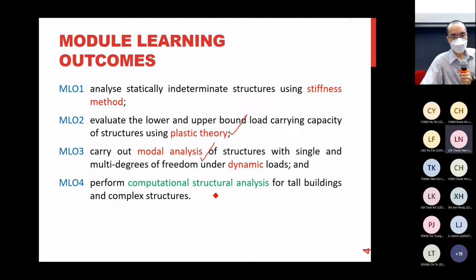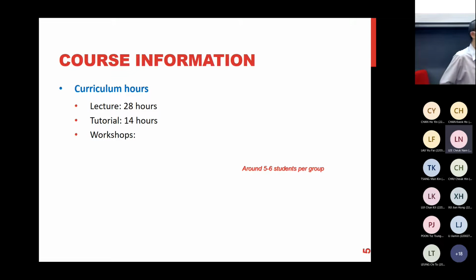And then we need to learn some computer software. In this module, we will discuss SAP 2000. And next semester, we will discuss another one called ETABS. They are very common software for structural analysis in the industry in Hong Kong. SAP 2000 and ETABS are actually developed by the same company. They changed the platform a little bit. SAP 2000 is more general software, while ETABS is mainly for tall buildings.